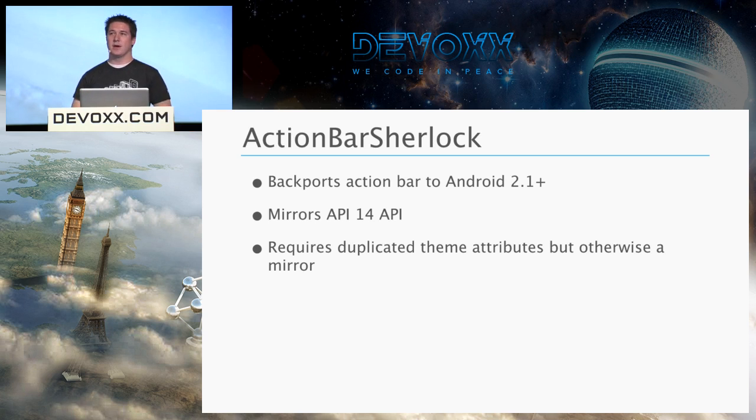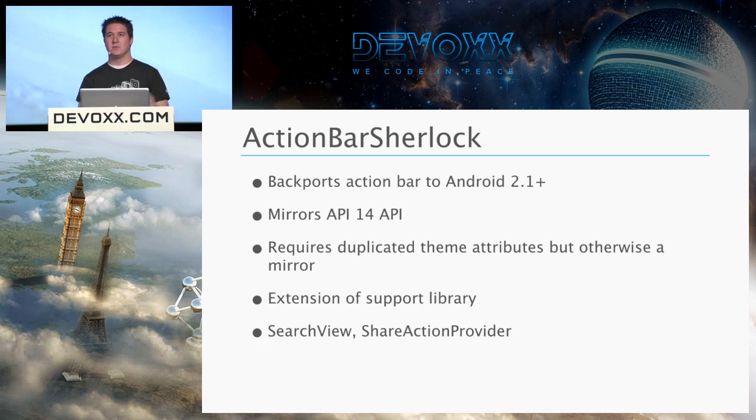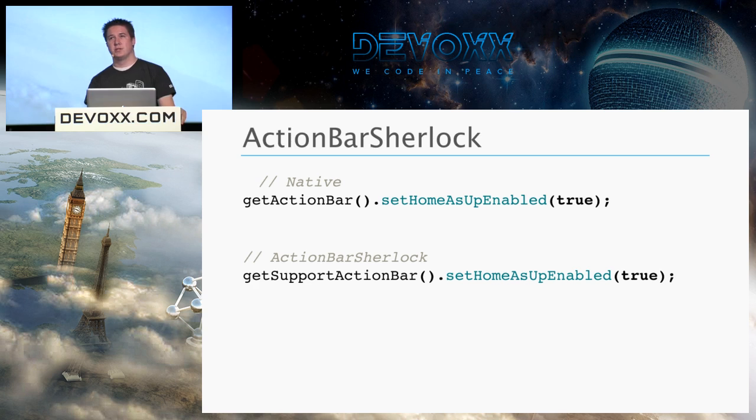It mirrors the ICS version of the API exactly. It does require that you duplicate your theme attributes. This is due to a limitation in the C code that loads resources. And it acts as an extension of the support library, so it depends directly on the support library. And you can leverage it with fragments, loaders, and all the affordances of the support library. It also comes with backports of SearchView and the ShareActionProvider widgets.